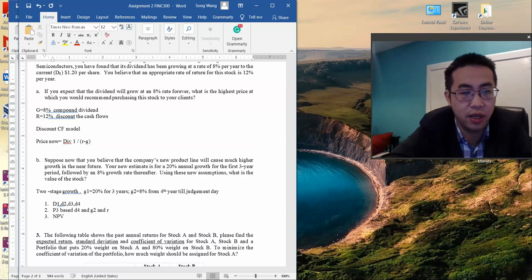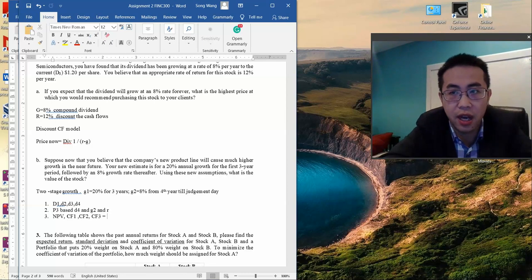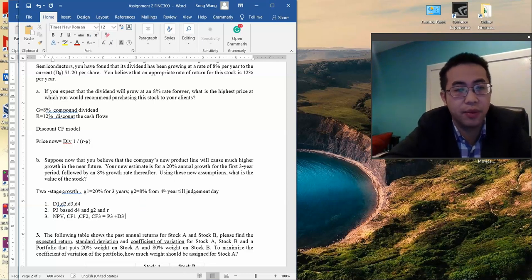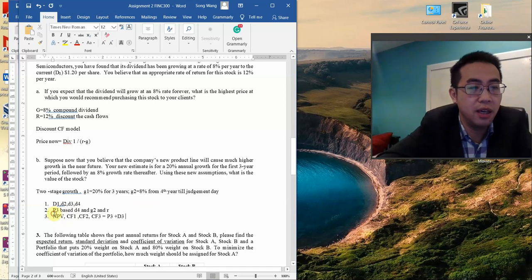So your cash flow 1 is your dividend 1, your cash flow 2 is your dividend 2, and then your cash flow 3. That's the touchy part. At the end of the third year, you sell the stock, right? That's how it works. Assume you sold the stock. If that happens, then the cash flow you receive is the price 3 plus the dividend 3. So the NPV based on these 3 years of cash flow will be your final answer for this question.